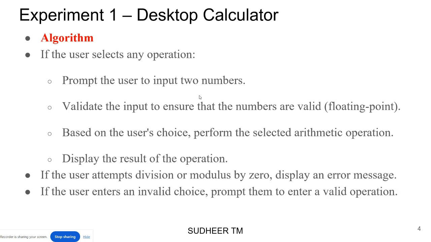Okay, if the user enters an invalid choice, we say press 1 for addition, 2 for subtraction, 3 for multiplication, 4 for division and 5 for modulus. We have given the input message as a menu. If the user is inputting something other than this listing, then also the program should inform him of an unknown operation, give an error message or warning message, unknown operation. Okay, so if the user enters an invalid choice, prompt them to enter a valid operation.